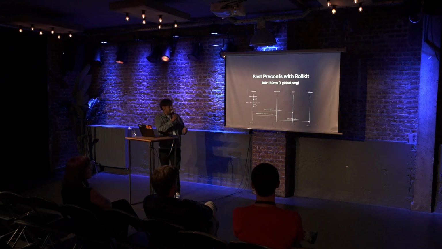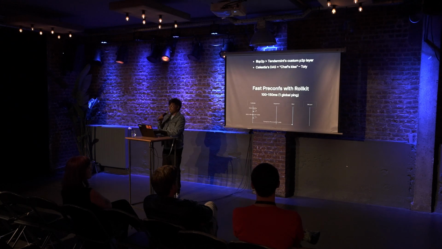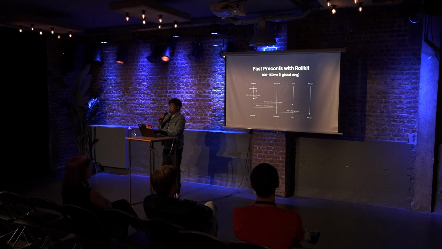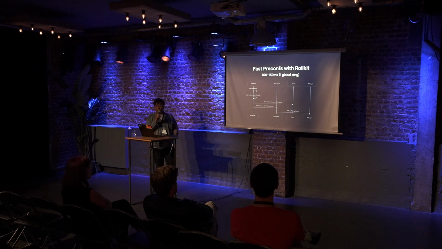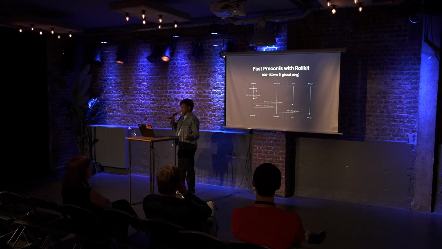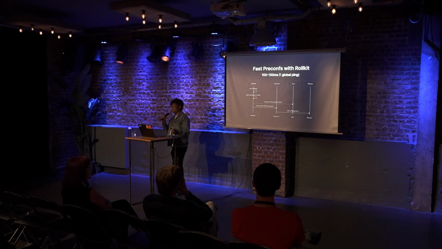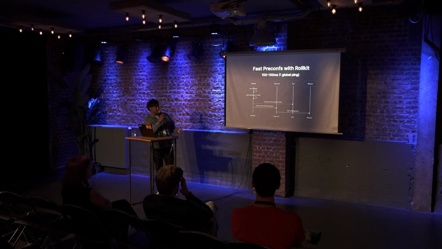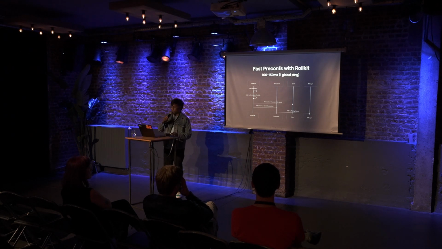All right, so you can get really fast pre-confirmations with Rollkit, right? So the speed of execution is super fast, maybe 1 to 5 milliseconds or so. But you can get really fast pre-confirmations, like 100 to 150 millisecond pre-confirmations. So now we're getting into the territory of a Web2-like click for a transaction.